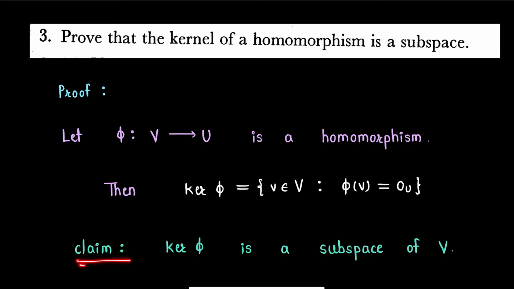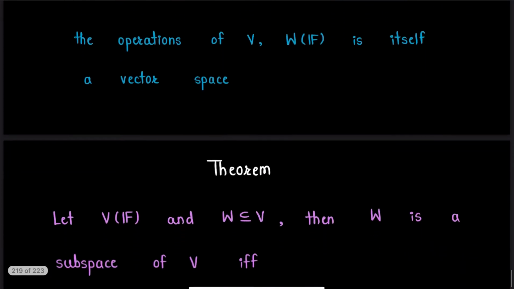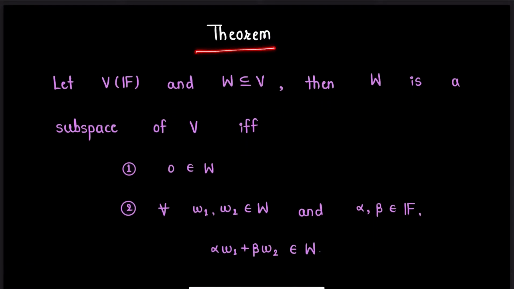Now to prove this claim, we will use a theorem which states: let V over F be a vector space and W be any subset of V, then W is a subspace of V if and only if, number 1, the 0 vector is in W, and number 2, for all vectors w1 and w2 in subset W, and for all scalars alpha, beta in field F, the linear combination alpha w1 plus beta w2 is some vector in subset W.